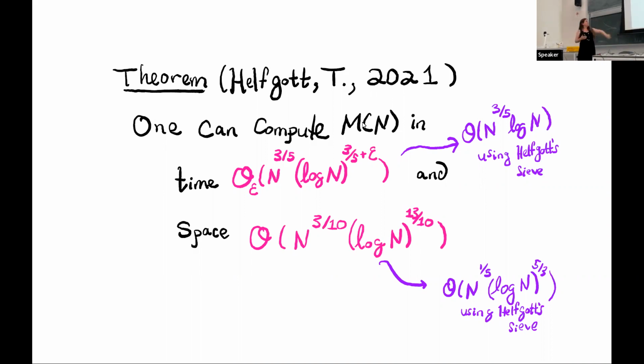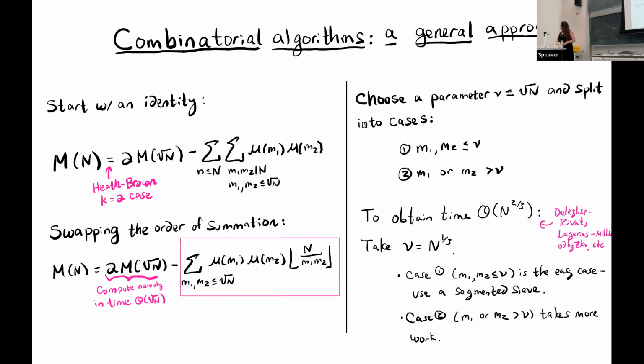In our paper, we really wrote everything in terms of being time efficient, but we wrote some little comments in about how you could use the Helfgott sieve in order to get these space results. So I just wanted to put that there to sort of show the two flavors of our result. And then what I want to do for the rest of this talk is tell you a bit about how we actually prove these things.